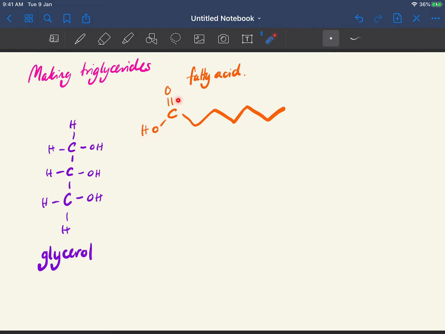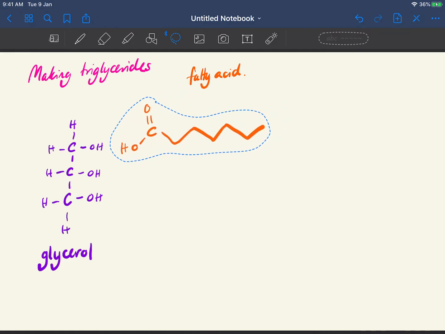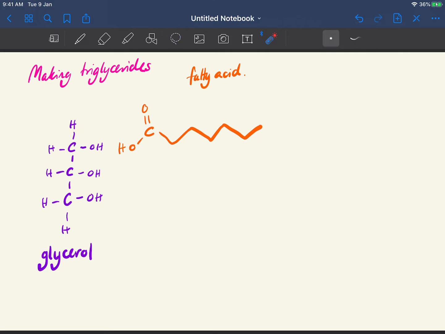So the acid group is this part, and our chain, remember, is just simply a shorthand way of drawing a whole load of carbons joined to hydrogens. So we'll just bond one for the moment, but you can see that because we have the space for 3 pairings here, we end up with a triglyceride because we are going to bond 3 fats to this.